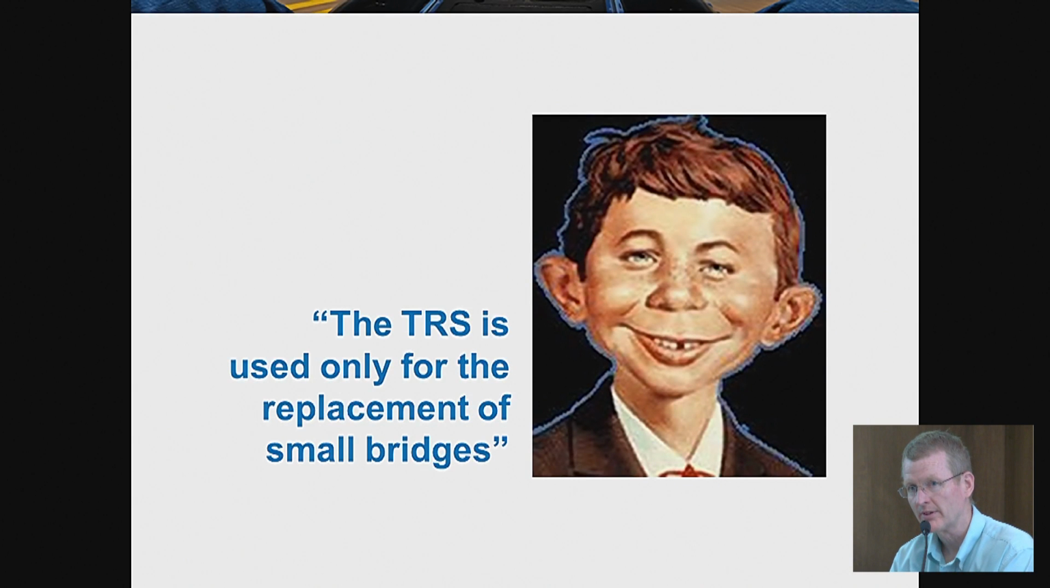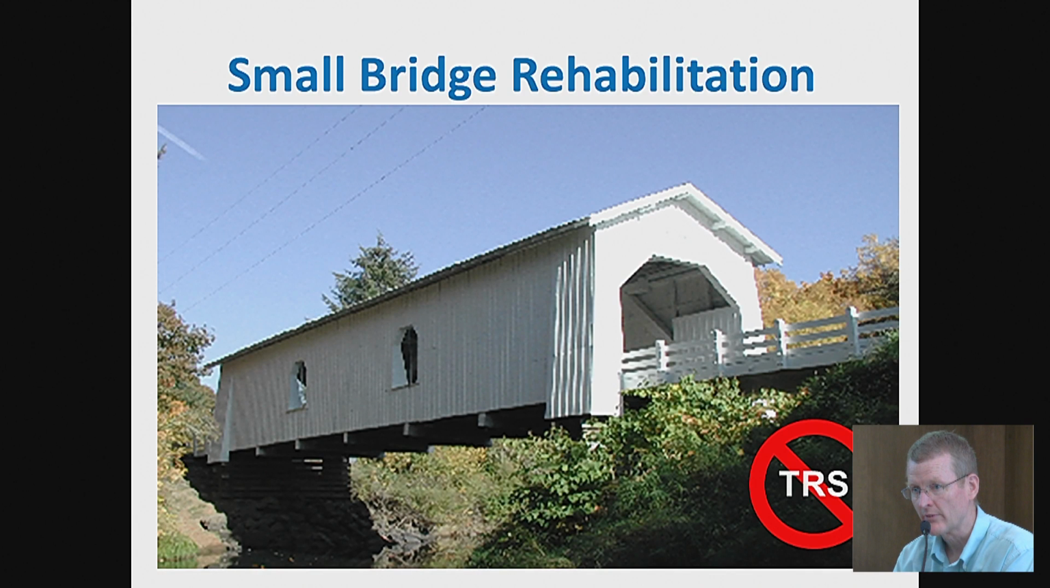However, it's also important to know that the TRS is only used for replacement of small bridges. Local funding is divided up into big bridges and small bridges. The big bridge owners, they get together and they divide the money dedicated to the big bridges. So the small bridges that are being replaced, they use this formula and they pretty much stick to it. However, for rehabilitation projects, such as this covered bridge, the technical ranking score is not used. So it's just for small bridge replacements.